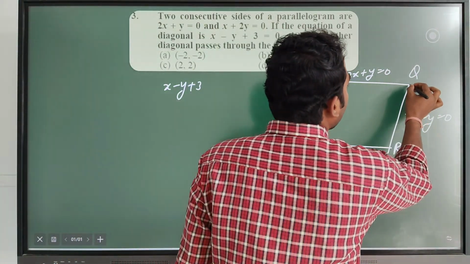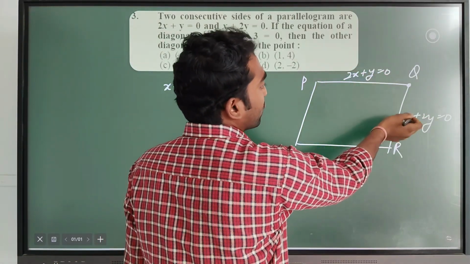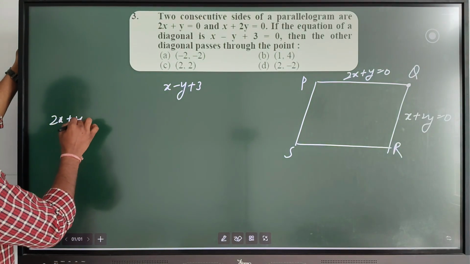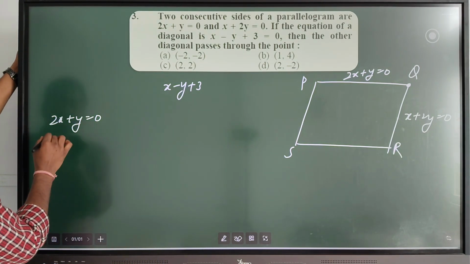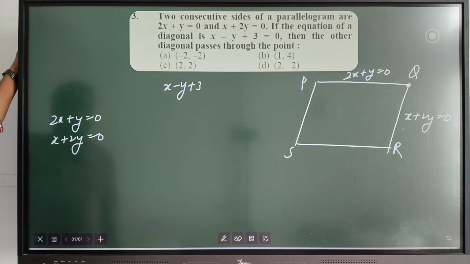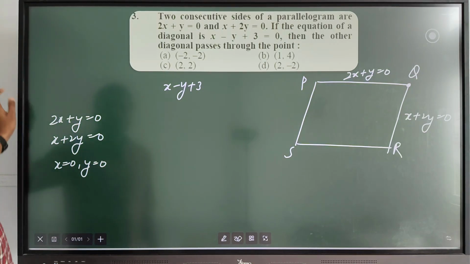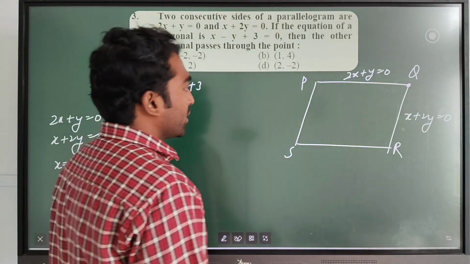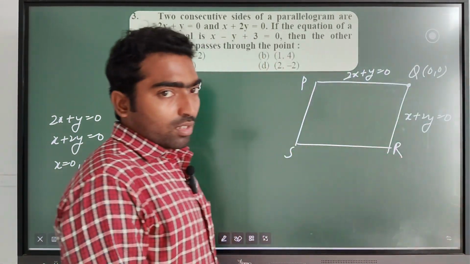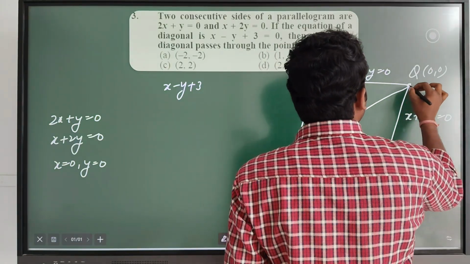For finding the coordinate of Q, you have to solve the equations, which means the intersection of these two lines. So 2x plus y is equals to 0 and the other is x plus 2y is equals to 0. After solving this, you will get x is equals to 0 and y is equals to 0, which means both the lines pass through (0, 0). So Q is (0, 0).